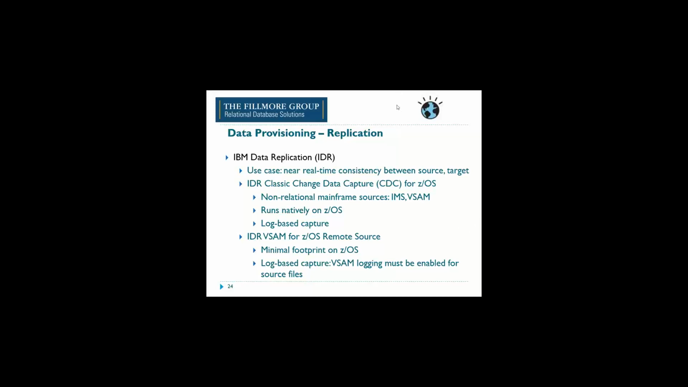So the next data provisioning method is using replication, and I'm sure many of the shops represented here today on the call use some form of data replication to move data around from the mainframe to someplace else, whether that's someplace else on the mainframe or to another platform entirely. The use case is near real-time consistency between source and target. So if ETL is batch-oriented, data replication says we need to have it there almost as soon as a transaction occurs, for either analytics, high availability, workload distribution, and a variety of other means.